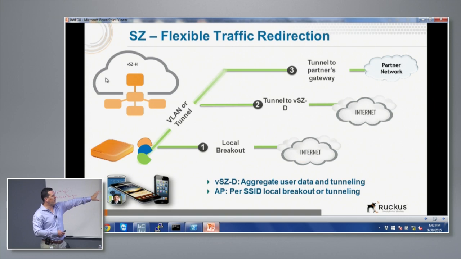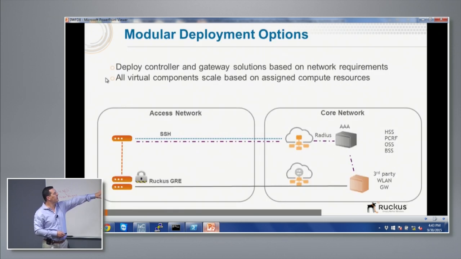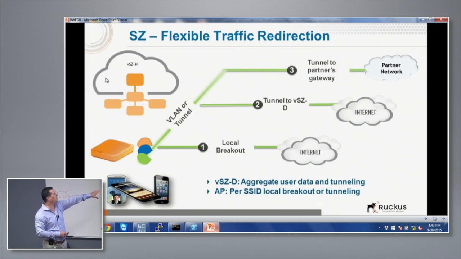In this particular situation, we have an AP, and we have three different options available for the clients to tunnel back. The first one is a local breakout, which came when we first released. Also, part of that was the ability to tunnel into your partner's gateway. And the third option comes into play with tunneling to the virtual SmartZone Data. See if we can talk about this part coming up.